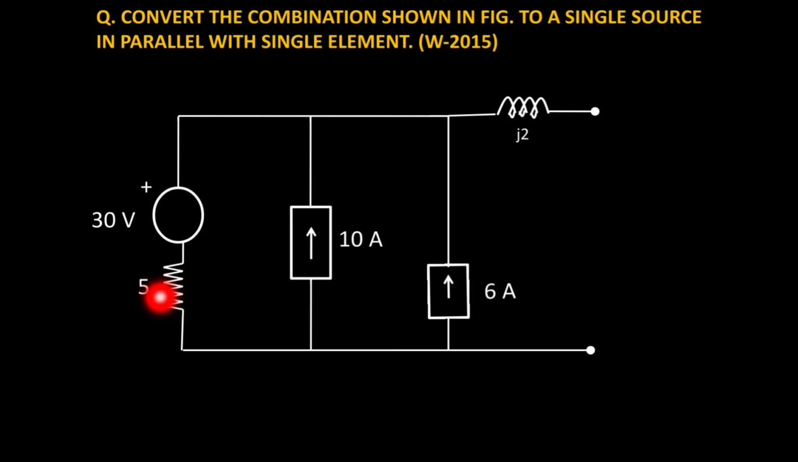Why? Because then we will get 3 current sources connected in parallel, and we can easily combine current sources if they are connected in parallel. So we will convert this voltage source into its equivalent current source.